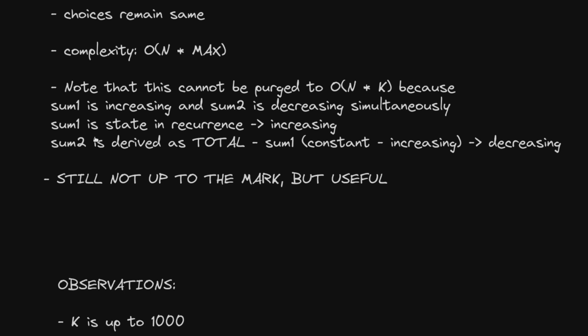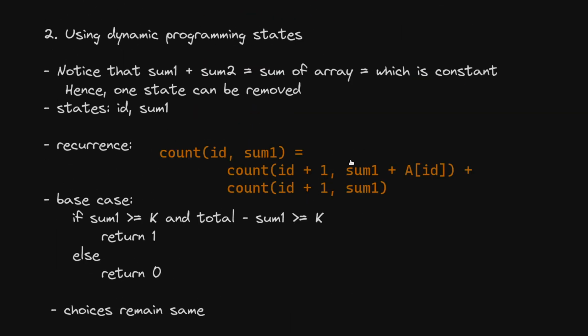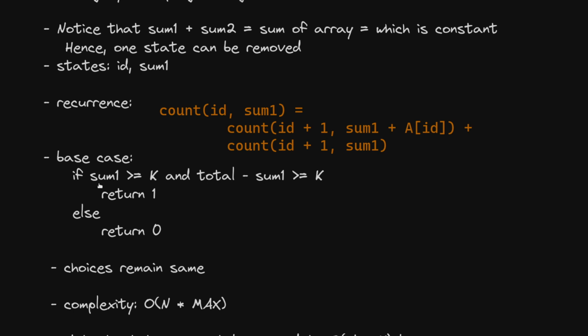So sum2 is derived as total minus sum1, right? So this is the formula for sum2, and total is a constant and sum1 is increasing. So sum2 is in all a decreasing value. So since one state is increasing and the other is decreasing, we can't say that at any iteration or at the memoization point, if at some point sum1 is greater than or equal to k and total minus sum1 is greater than or equal to k, then at a later point or in the end also this condition will be valid.